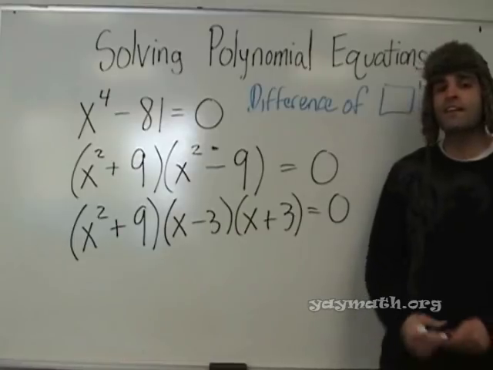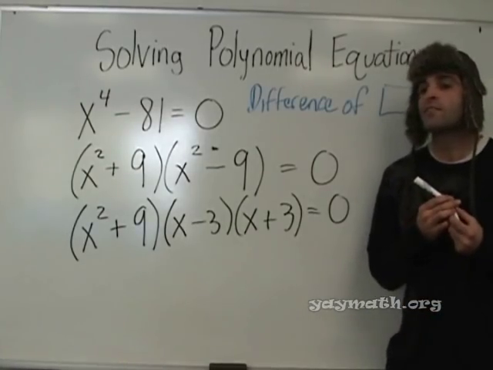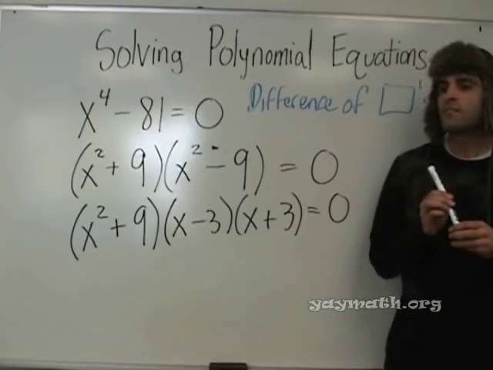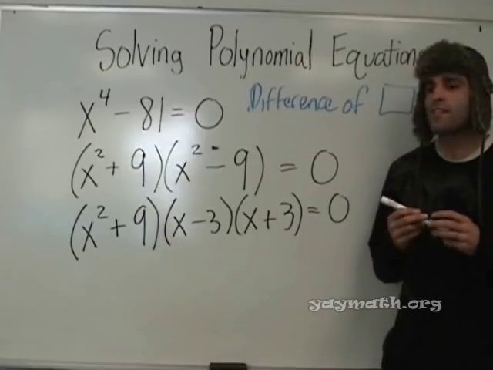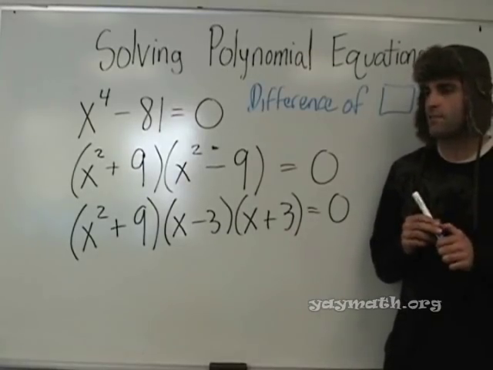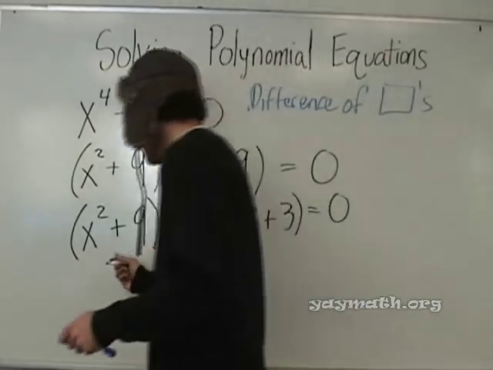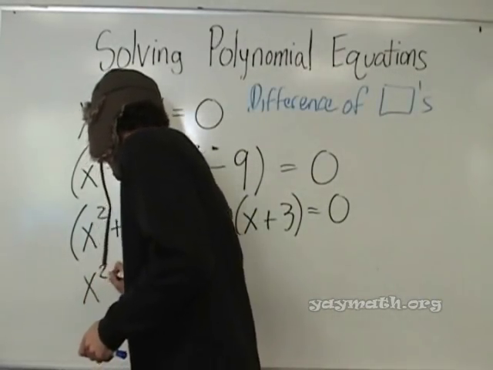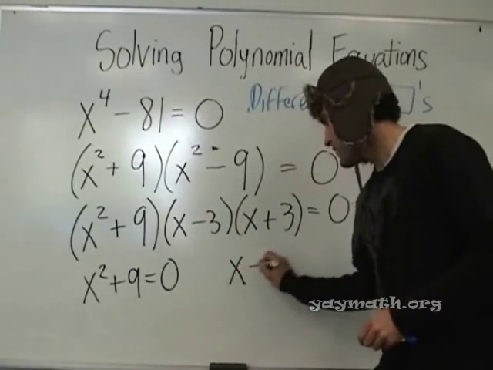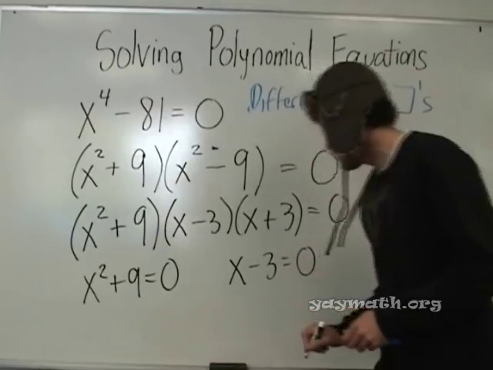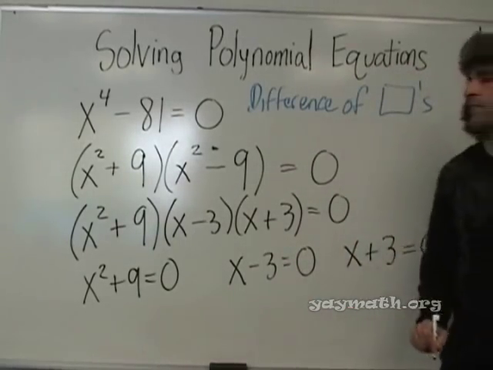Correct. Now we're not done though. Once you factor it, what do you do to each factor? You have to solve. Set it to 0. Yeah, you have to set each factor to 0. How many factors do you see? 3 factors. So let's set each one to 0 in succession. Here we go. x squared plus 9 equals 0. x minus 3 equals 0. x plus 3 equals 0. So there's all 3 factors set to 0.